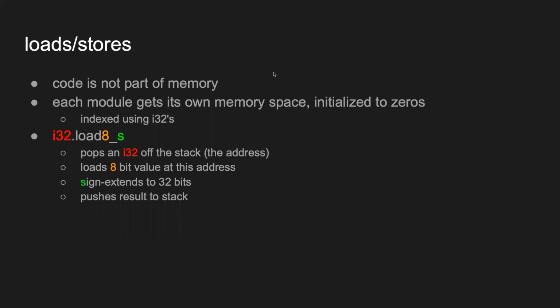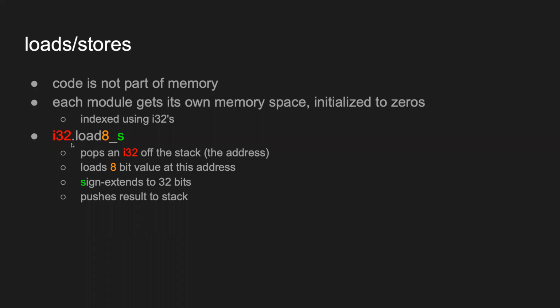And finally, we have loads and stores, which are pretty important. One thing that sets WebAssembly apart from other languages is that code is not actually part of memory. So you actually can't have function pointers, and you can't have indirect jumps because you'd have to have an address for this. So instead of having the code be a part of memory, each module gets its own address space, which is 32 bits, and it's initialized to all zeros. So when the module first starts up, all of its memory is basically zeros, unless it specifies some things to be initialized.